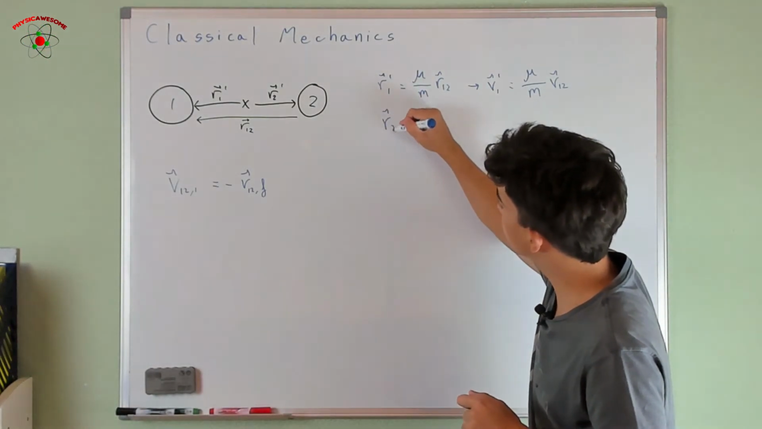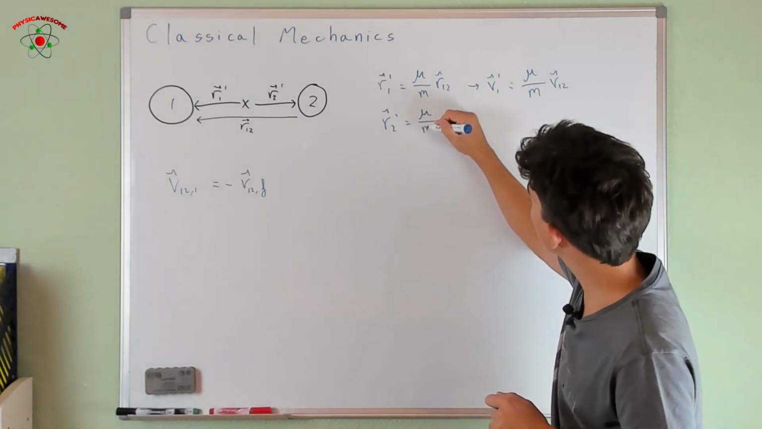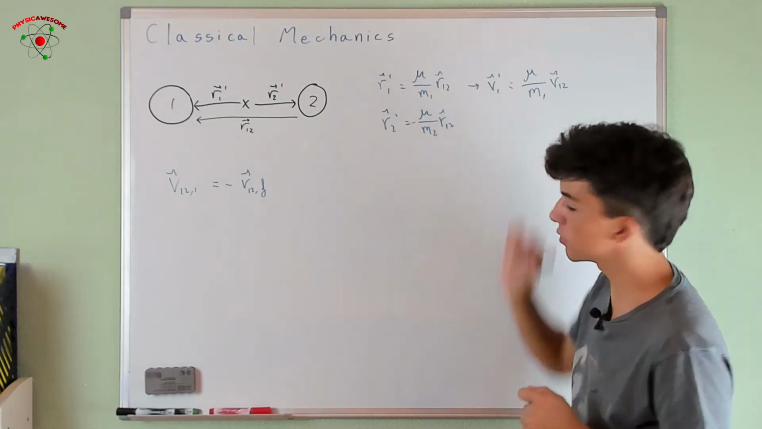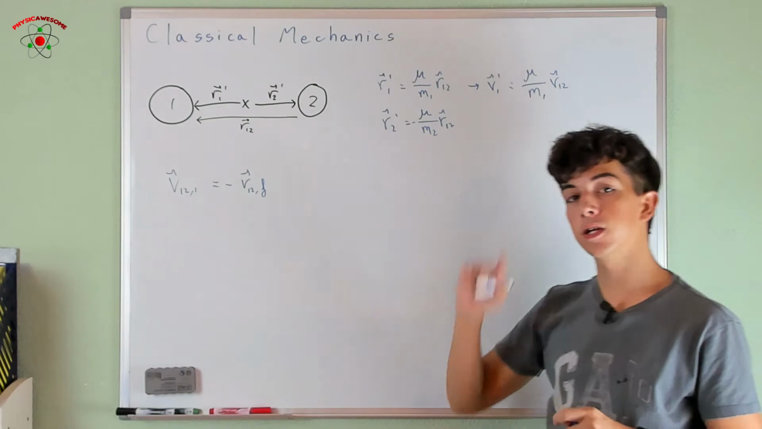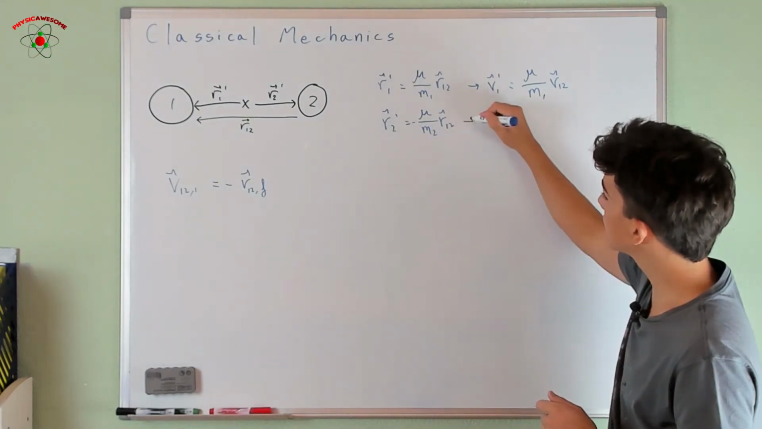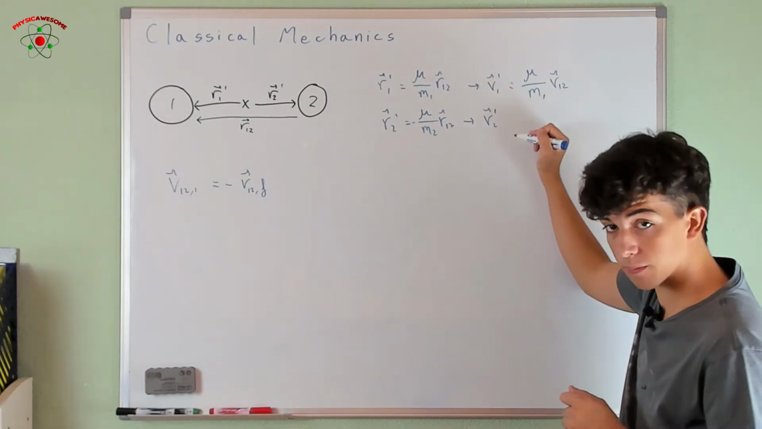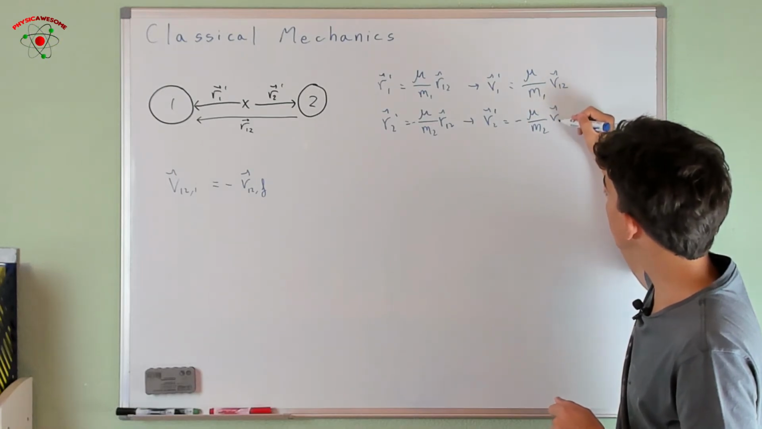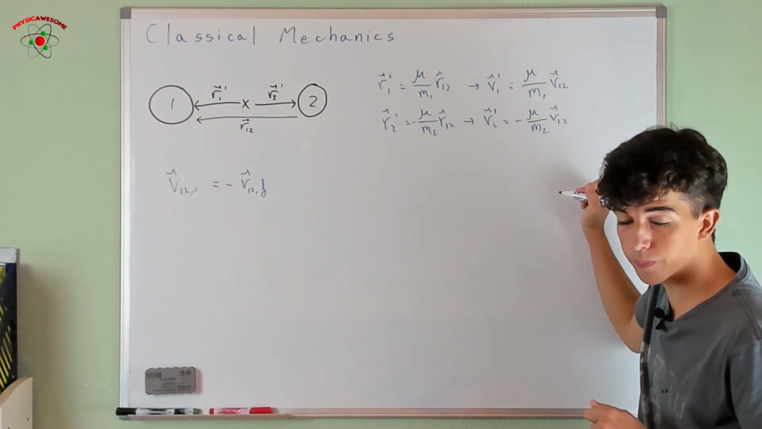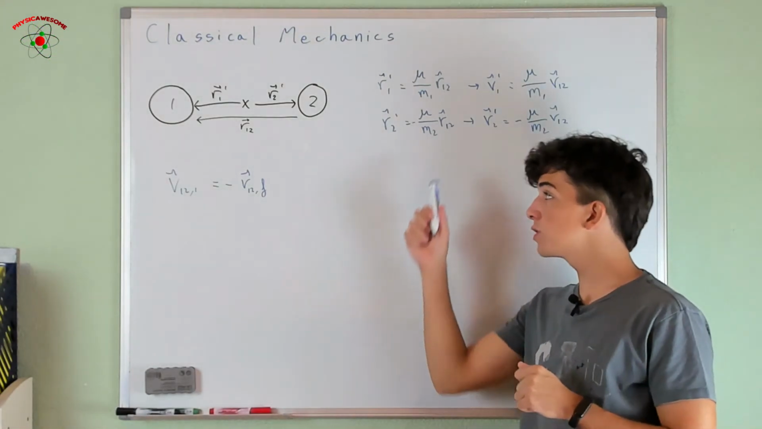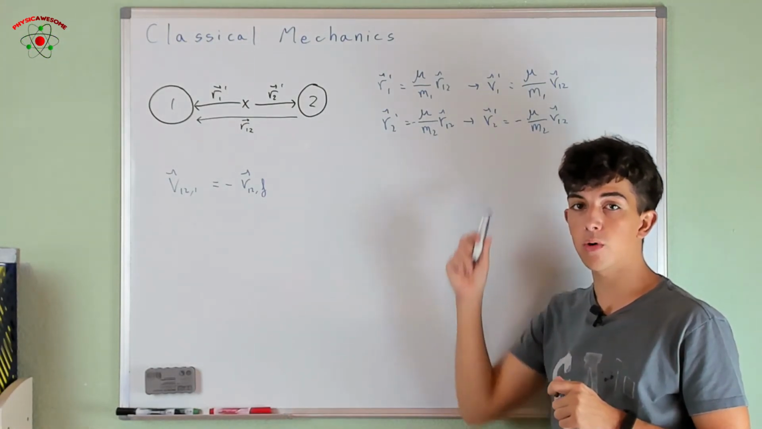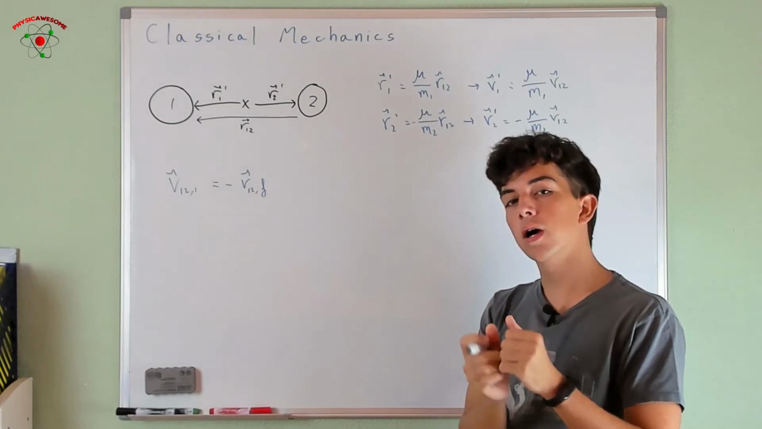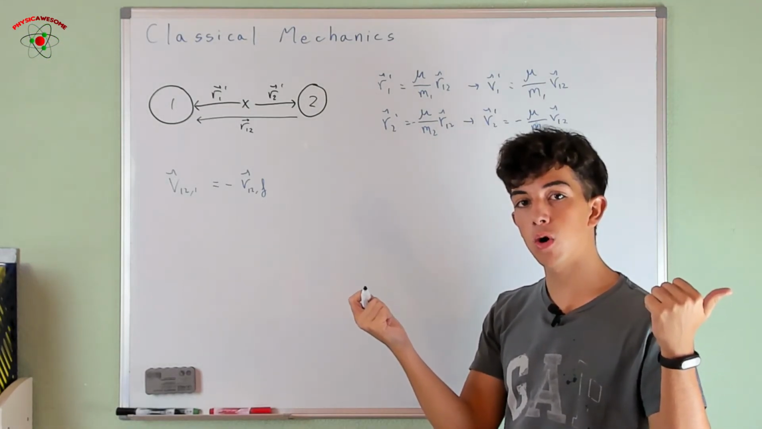We also know that R2 prime equals mu over m2, this would be m1, times R12 with a minus sign right over there. If we differentiate both sides of this equation, once again, we're going to get that V2 prime is going to be equal to minus mu over m2 times V12. Now, this holds both in the initial, when both objects are getting closer together, and in the final, when both objects are going away.